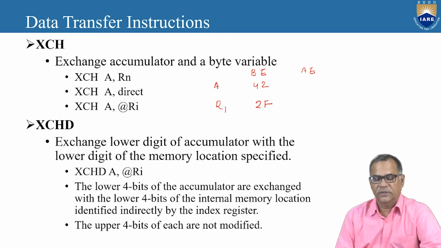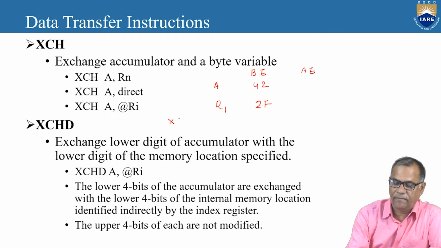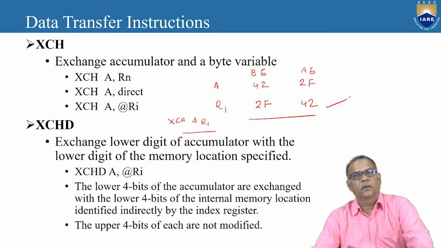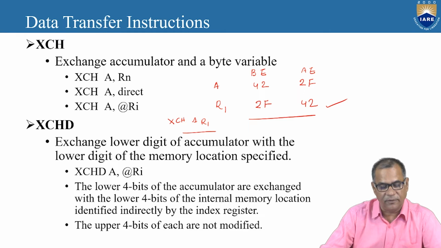So when you execute this instruction XCH A, R1, then what happens? 2F goes to the accumulator and 42 comes to the R1 register. So this is how the operation is performed.